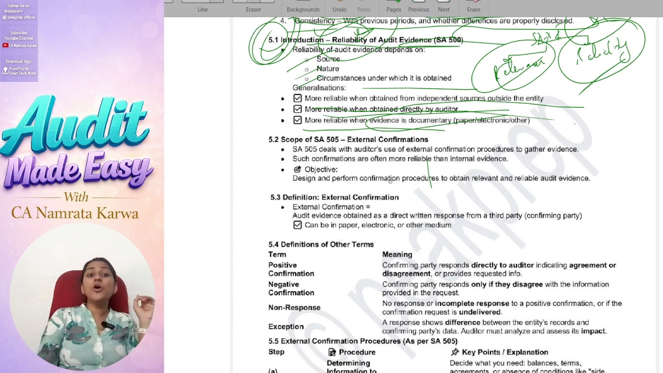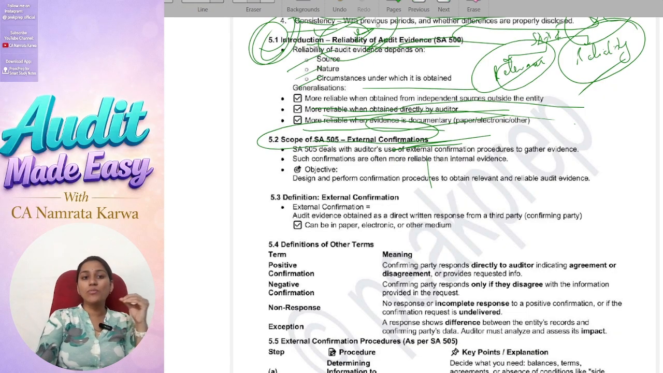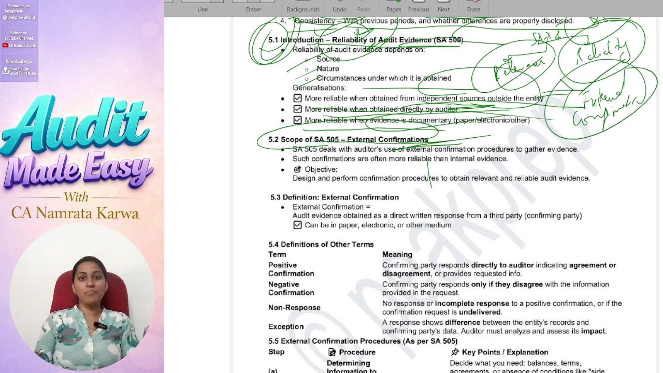Remember. Okay, the next essay is essay 505, which is external confirmation. Now you say, ma'am, why again was this reliability part given? Because here they just wanted to create a background. Audit evidence is more reliable when it is obtained from independent sources outside the entity, and this is nothing but external confirmation. So they were just creating the background, and we are going to study essay 505 in our next lecture.